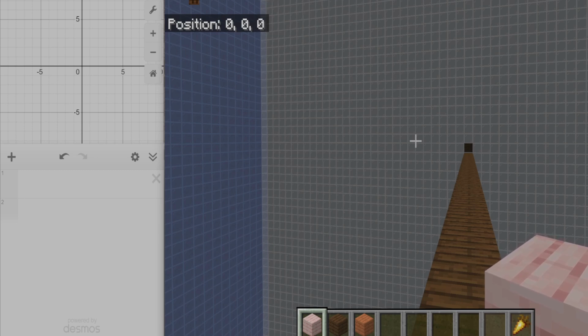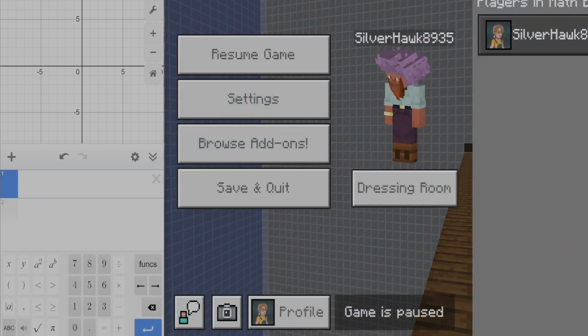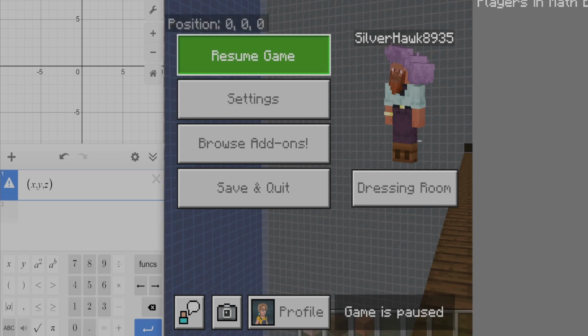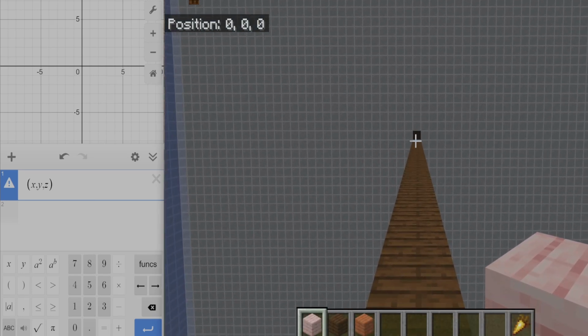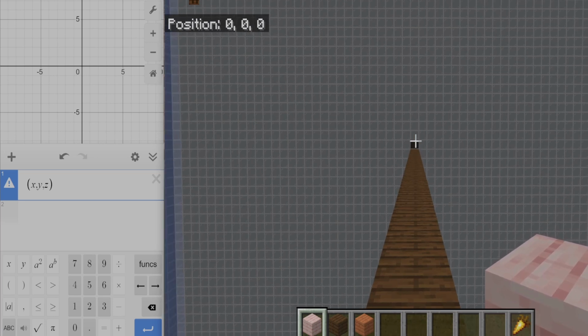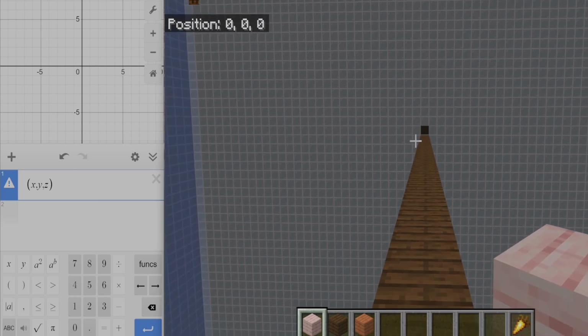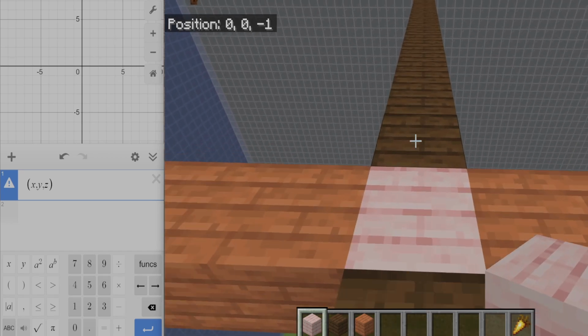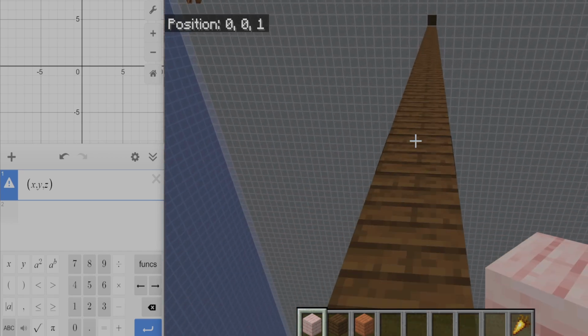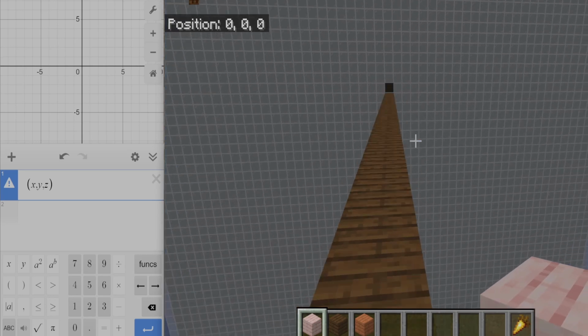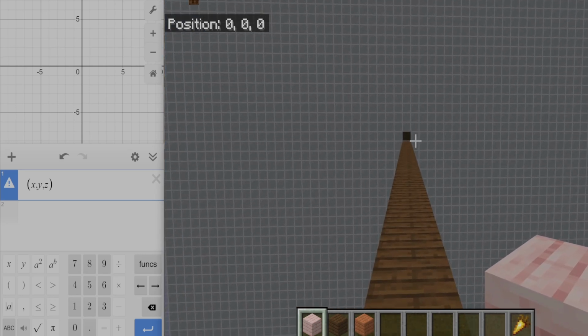In mathematics, the way this looks is we have x, y, and z, right? So in our upper left corner there, position colon 0, 0, 0, the first one is the x, the second one is the y, and the third one is the z. And we could swap those around if it makes sense to do that, but currently there's not really a reason to do that.